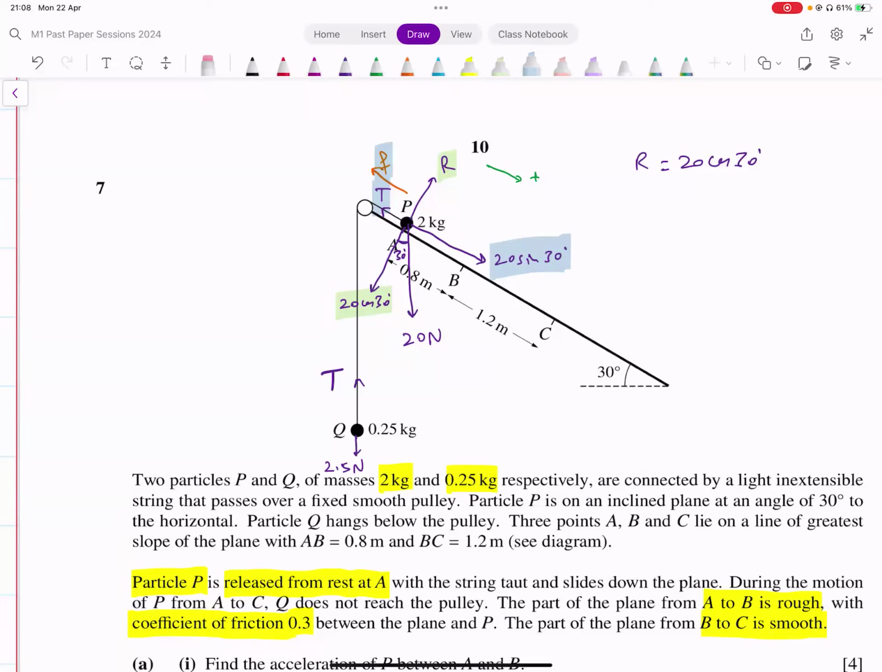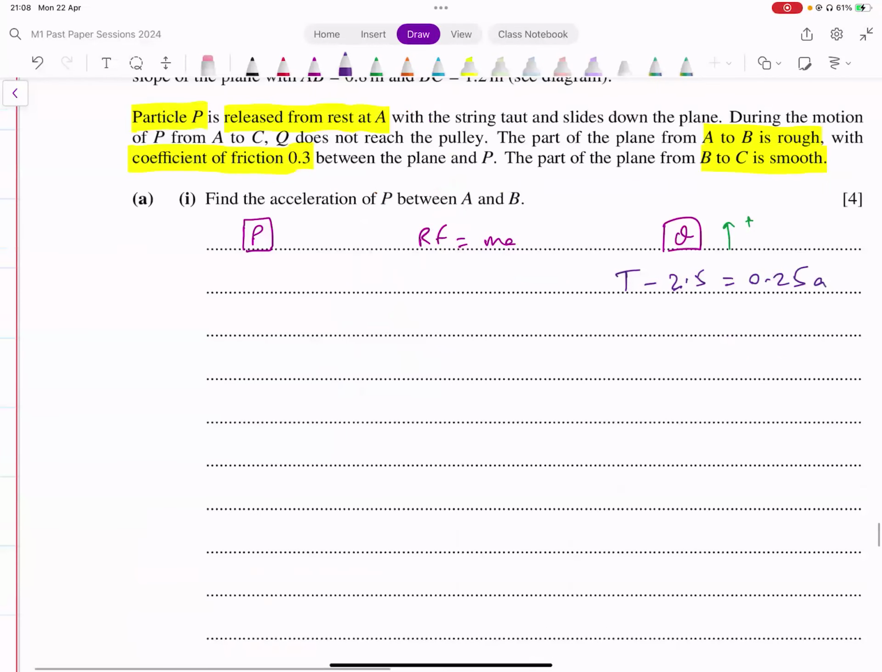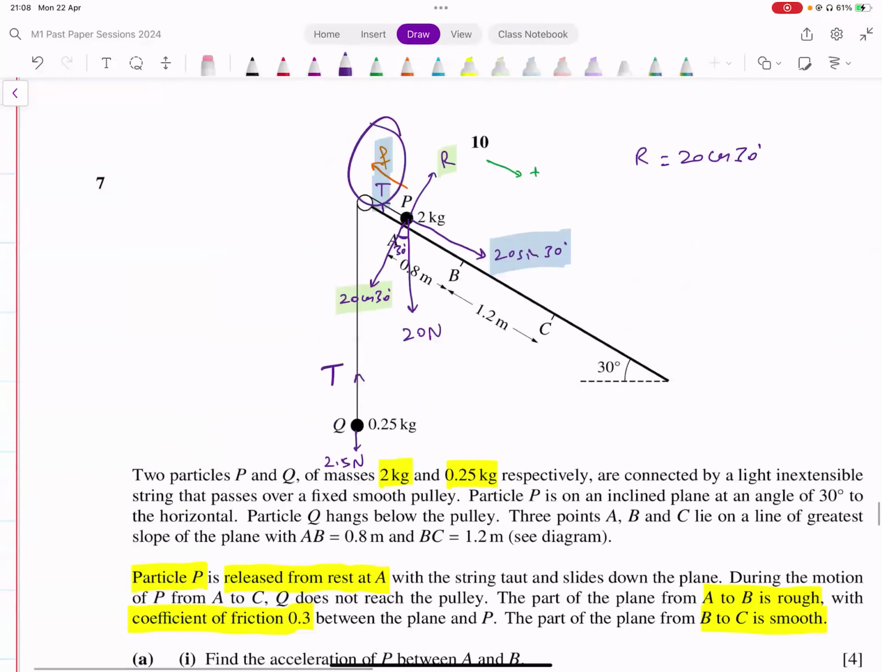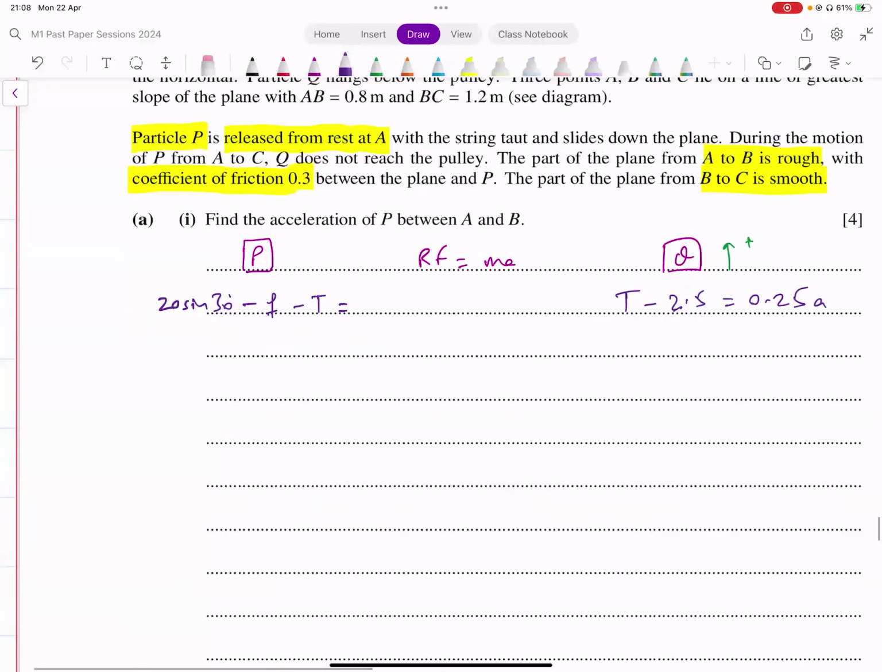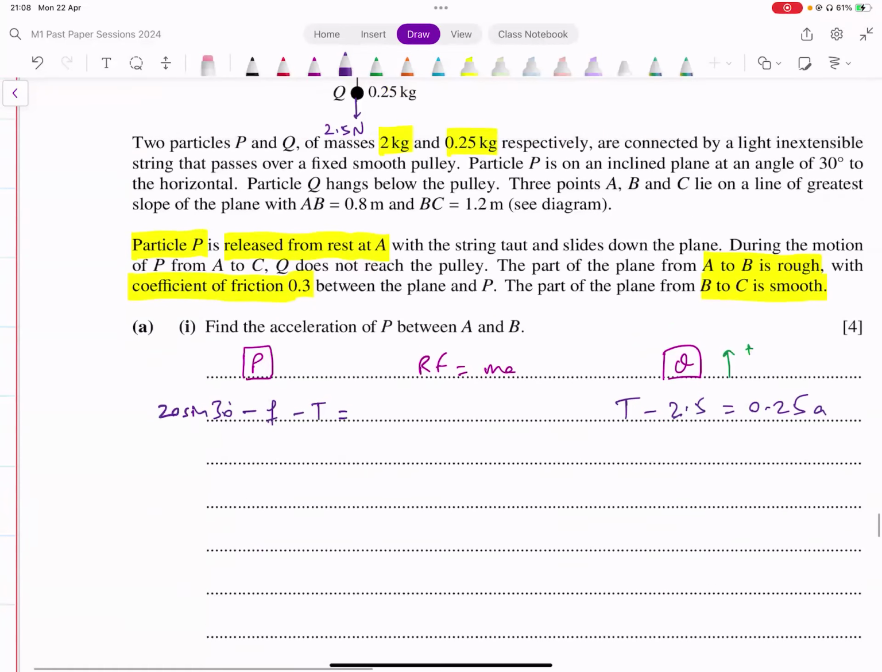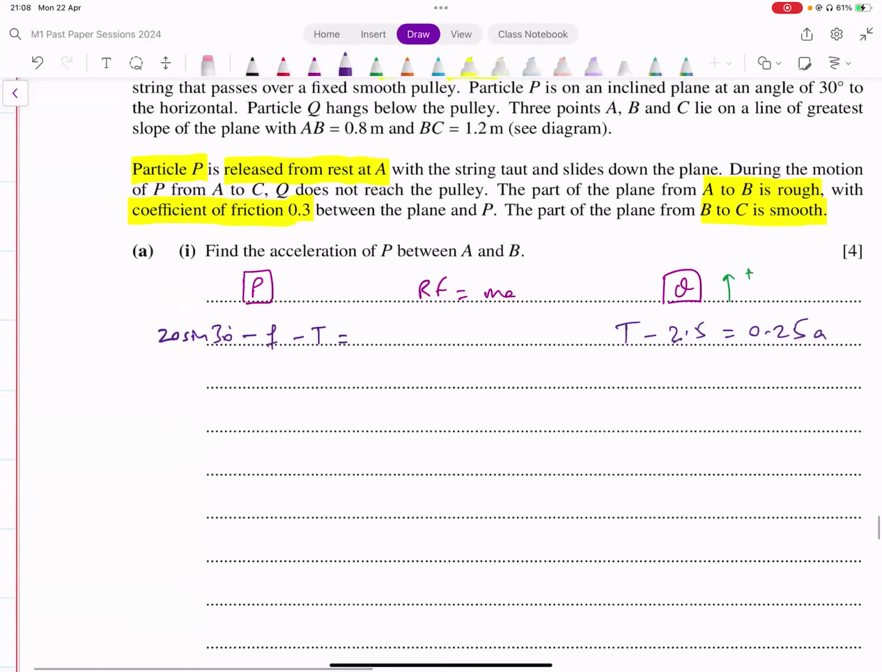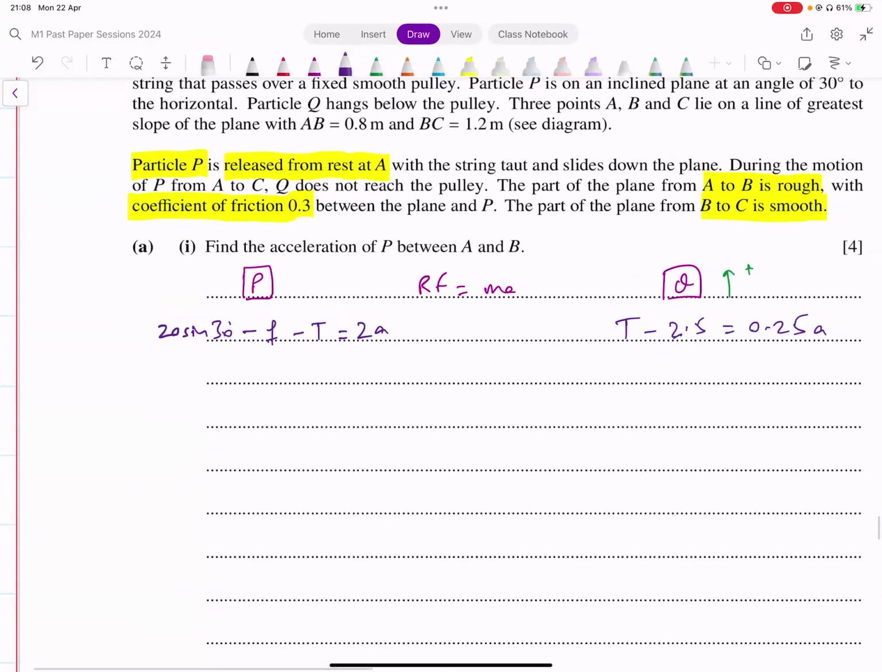What's the forward force? 20 sine 30, because P is moving down the plane. So we've got 20 sine 30 minus the backward forces. We've got friction and we've got tension. These are the two backward forces. This should equal the mass of P, which is 2 kilograms, into acceleration. That's another equation that we get.